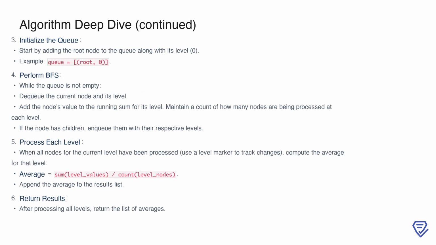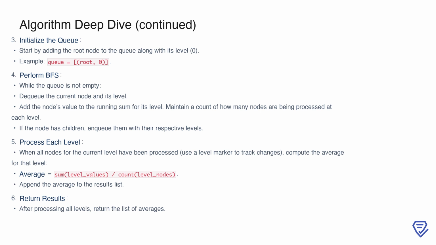To begin, we initialize the queue by adding the root node along with its level, which starts at 0. For example, the queue might look like this: root, 0. From there, we perform the BFS traversal. While the queue is not empty, we dequeue the current node and its level, add the node's value to the running sum for that level, and increment the count of nodes processed at that level. If the current node has children, we enqueue them along with their respective levels.